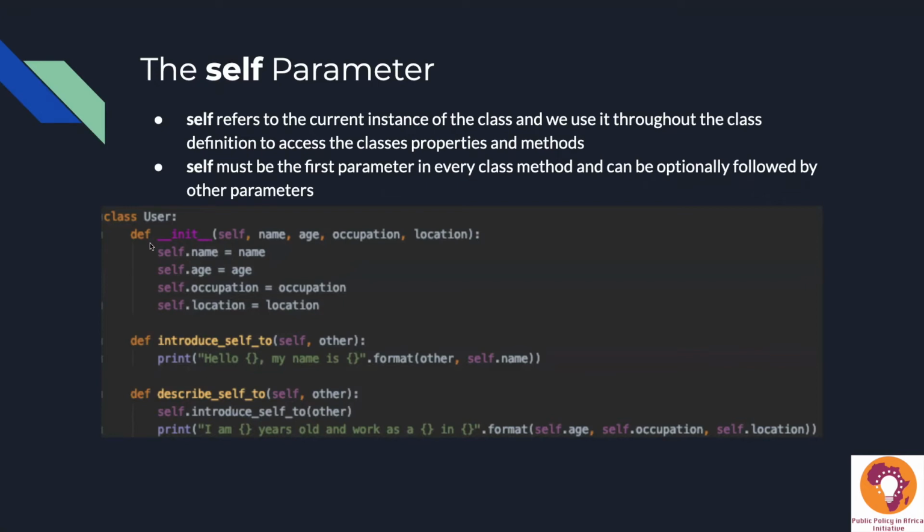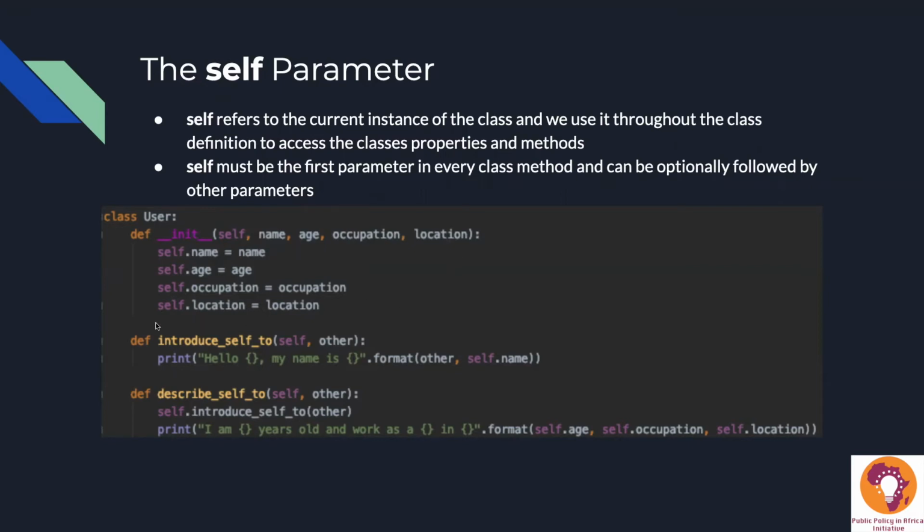When I defined my user class here, you'll see I have self in my init. It's the first argument to init, it's the first argument to introduce self, and it's the first argument to describe self. I can follow it up with additional parameters. So when I'm initializing a user object, I'm following that up with 4 additional parameters, namely name, age, occupation, and location. Those 4 parameters would be required anytime you create an instance of a user object.